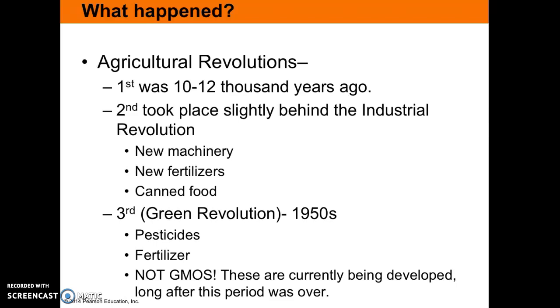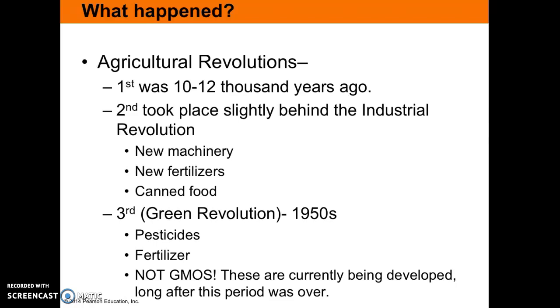And it really meant that now we were able to grow and store even more food than ever. And this was followed by the third agricultural revolution, or the Green Revolution, which started in about the 1950s. And this was the better living through chemistry revolution. So an increased number of pesticides to limit insects and fungi and other diseases that were killing crops, and then an increased amount of fertilizer.